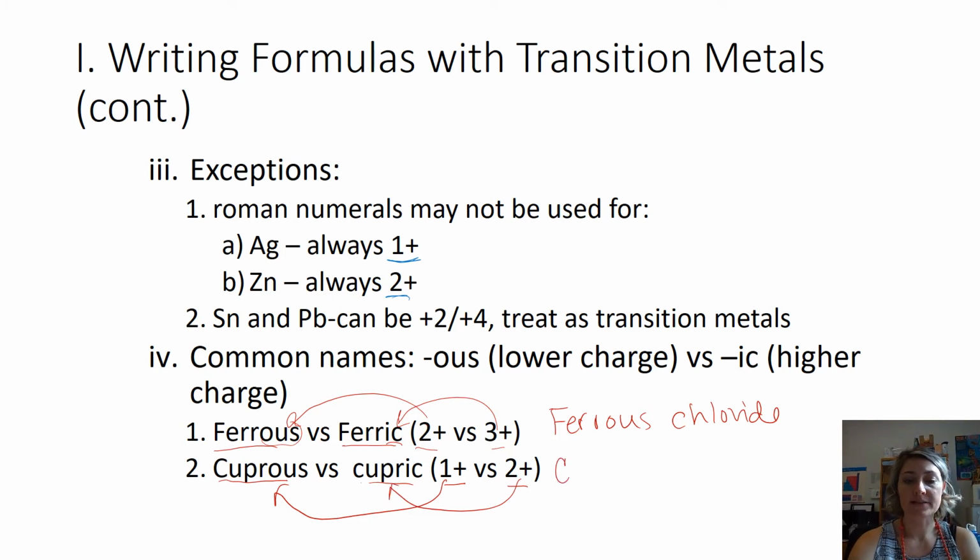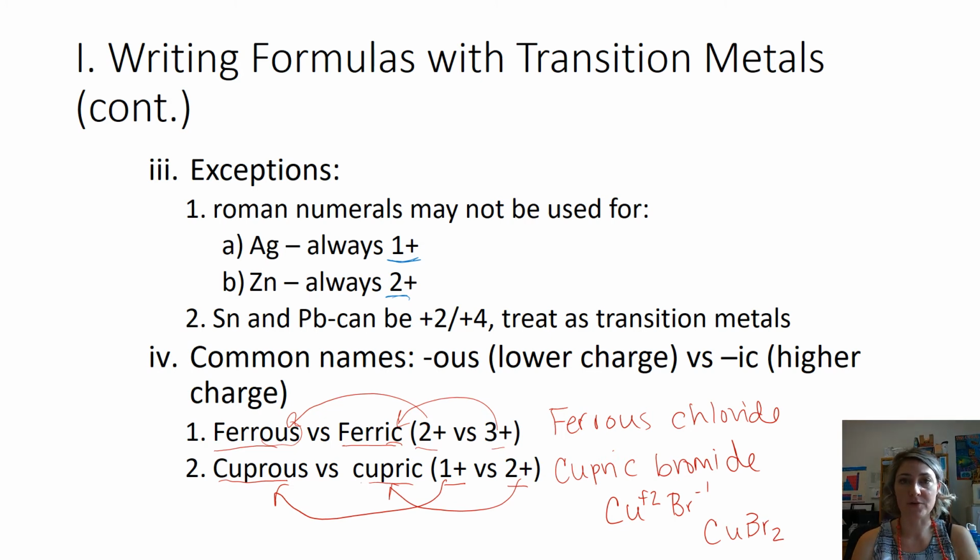So in practice, I may have something like cupric bromide, and that tells me that this is copper with a +2 charge, and bromine has a -1. So the way I would write this formula, if I'm dealing with cupric with the higher charge, it's going to be written something like that: 2 bromines for every 1 copper.